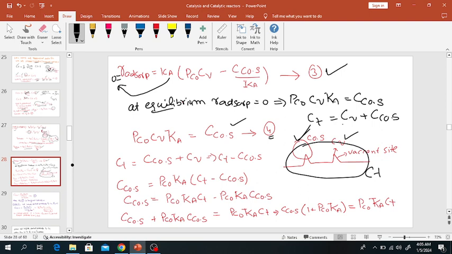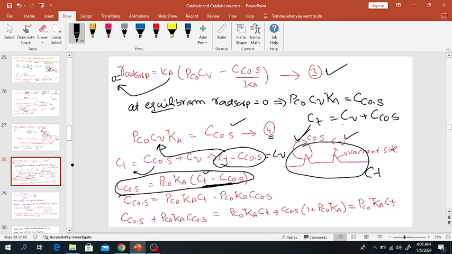So from here you can see C_t minus C_CO·S will equal C_v. Rearranging, this will go to this side and become negative, and it will be equal to the concentration of vacant sites. Okay. So now in place of C_v, we will write this term, because C_v is equal to C_t minus C_CO·S. We put this C_v value in this equation in place of C_v, and we will get this equation.